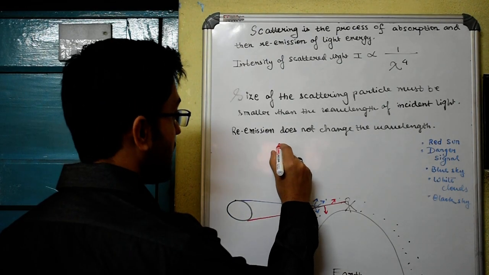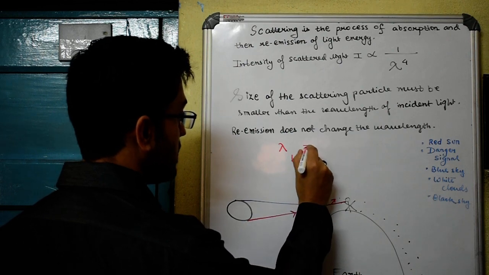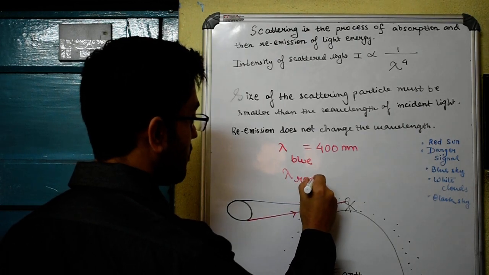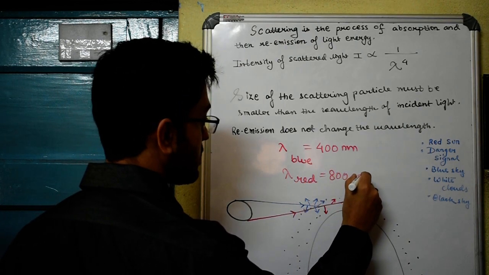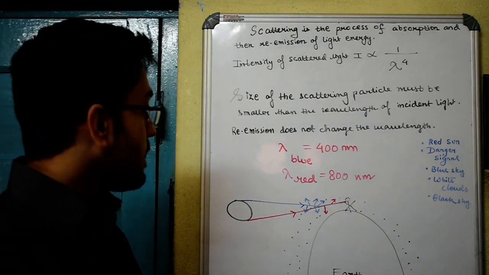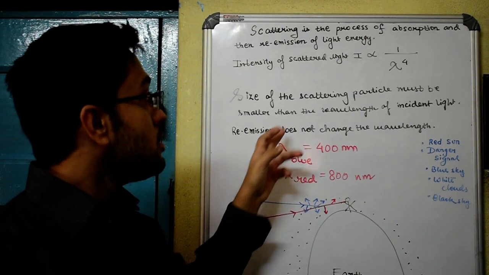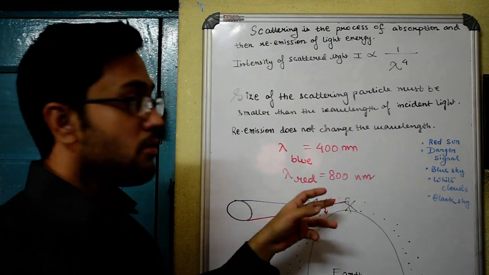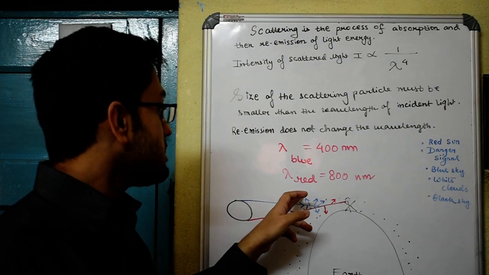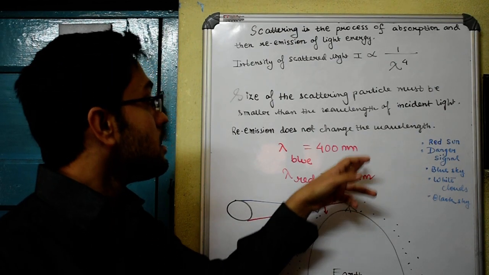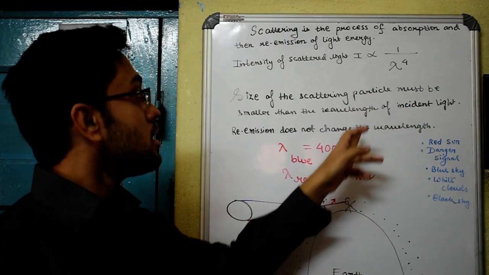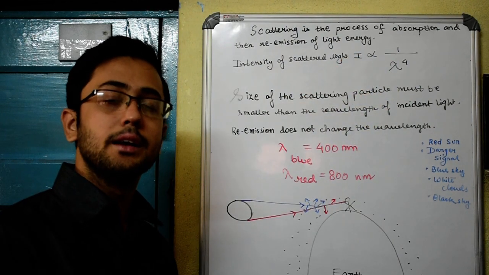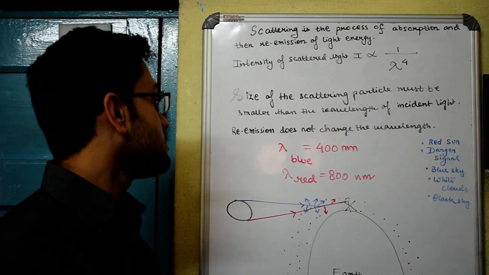Now we know that lambda blue is 400 nanometers and lambda red is 800 nanometers. So red has a greater wavelength than blue, and the intensity of the scattered light for red will be less than that of blue. Greater wavelength means a greater quantity in the denominator, so a smaller quantity in the numerator. So red light is scattered less than blue light.